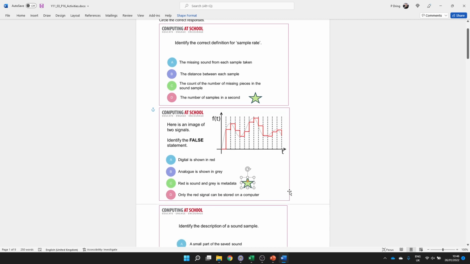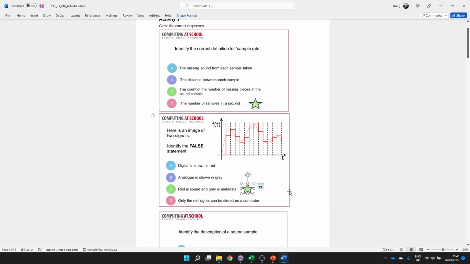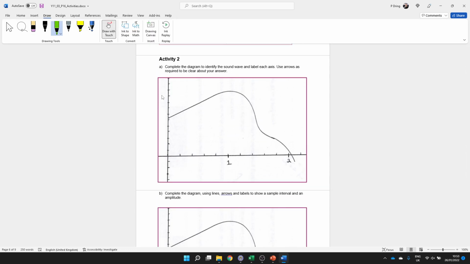So go through each one. They're carefully chosen questions to identify common misconceptions. So take your time, please. Don't rush. Okay, so let's have a look at activity 2 together. It says complete the diagram to identify the sound wave and label each axis. Use arrows as required and be clear about your answer.